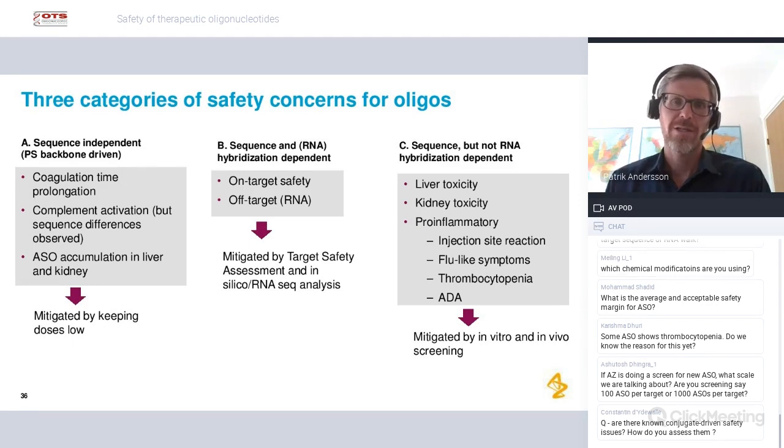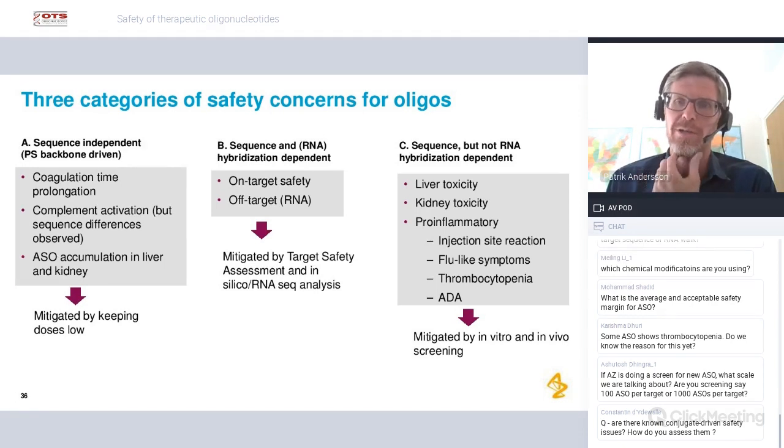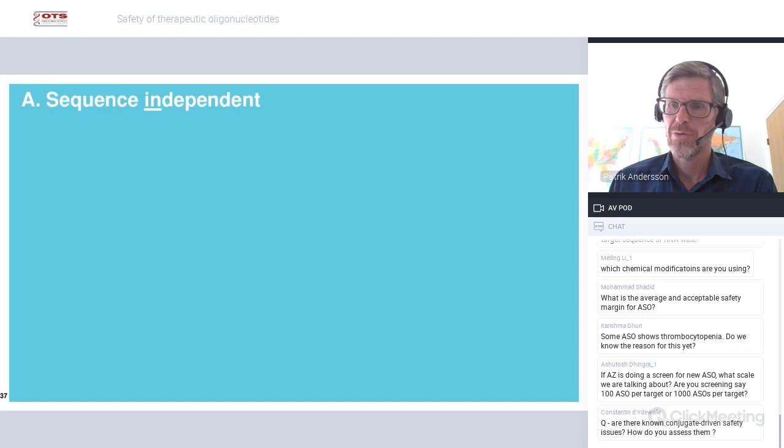I would say this is mitigated by making a target safety assessment and in silico RNA-seq analysis. And then we have the third bucket here, which is sequence but not RNA hybridization-dependent effects: liver toxicity, kidney toxicity, and pro-inflammatory findings like injection site reactions, flu-like symptoms, thrombocytopenia, and anti-drug antibody generation, where we really mitigate by in vitro and in vivo screening.